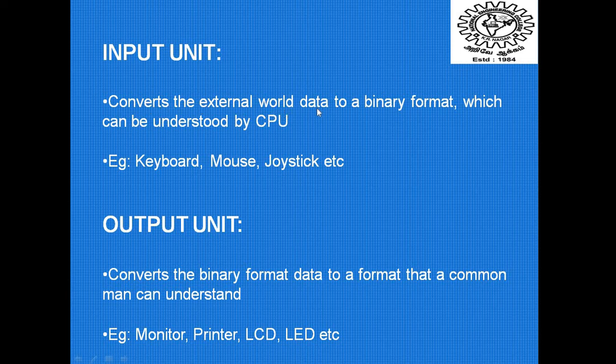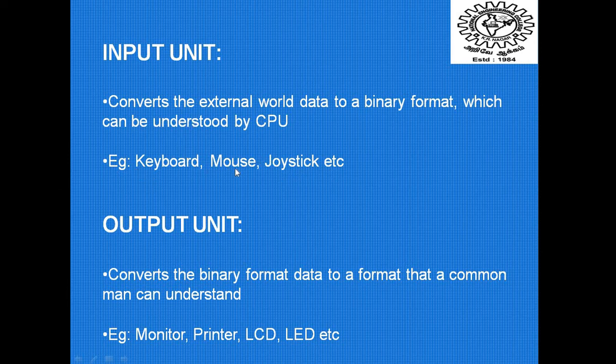We will see in the next slide the input unit. The input unit converts external world data, the characters, which nowadays are accepted in all languages, English, Tamil, Hindi, whatever it may be. You can give data in any format understood by human beings. After you enter the data, it is converted into binary format, which can be understood by the CPU. Examples are keyboard, mouse, joystick, etc.